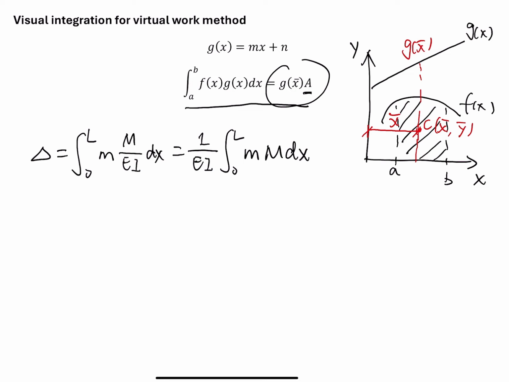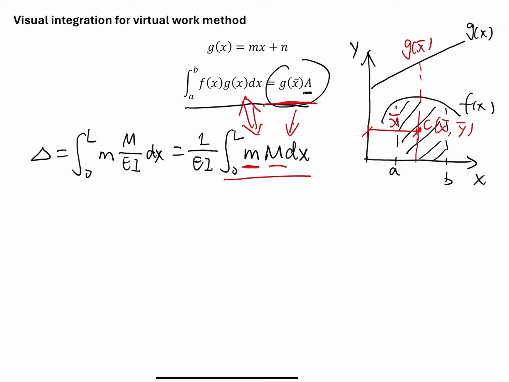We know that m and capital M are functions of x, so it's similar to these integrals. And as we know, small m is the internal bending moment for the virtual system. The virtual system always has a unit load, so small m is always a linear function. Then we can apply this expression to evaluate the integrals in the virtual work method.